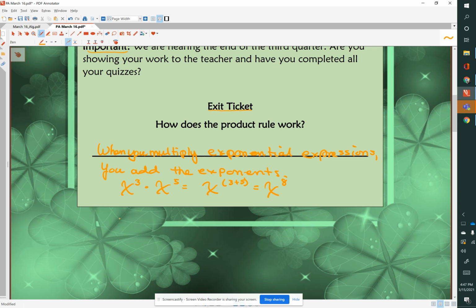And let's leave a warning. Watch out for invisible ones, or invisible one exponents, because we don't want to forget those.